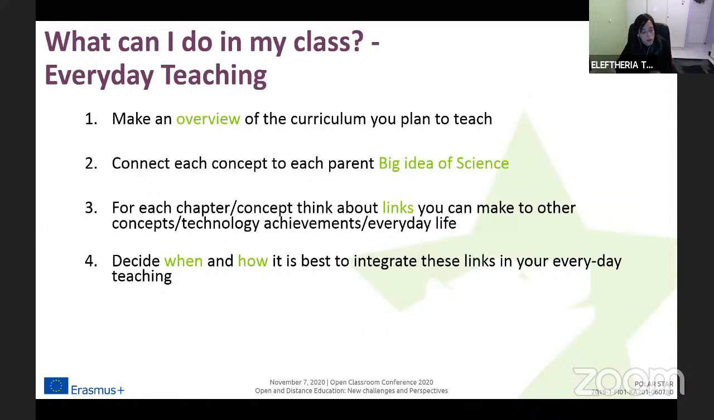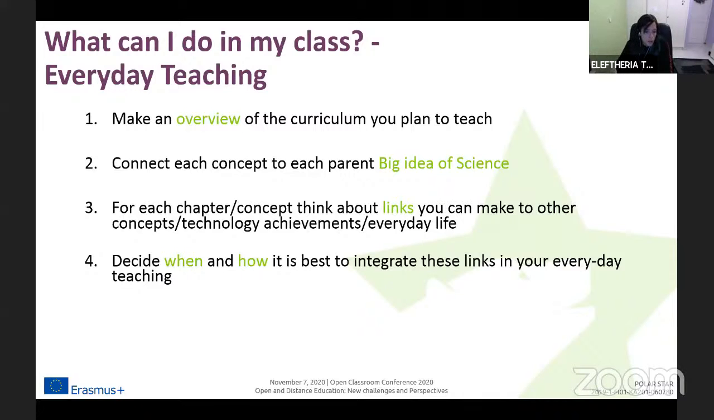So when is about when during the process. Are you going to use that link during the introduction, when you're trying to make connections to previous knowledge, when you're doing an experiment, when you're reflecting, when you're wrapping up the teaching of that subject? So when and how is related to the way that you're going to do it.